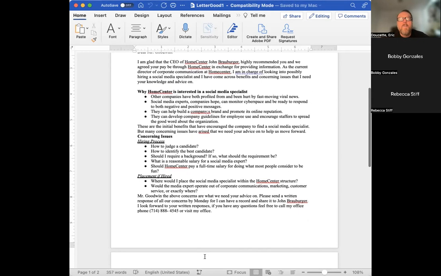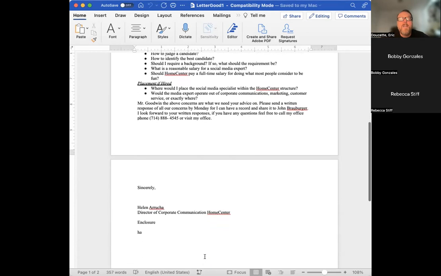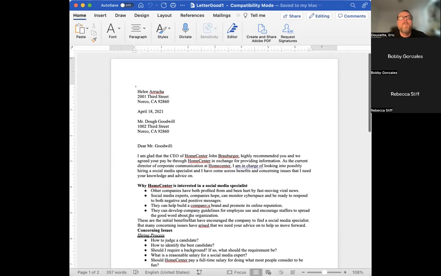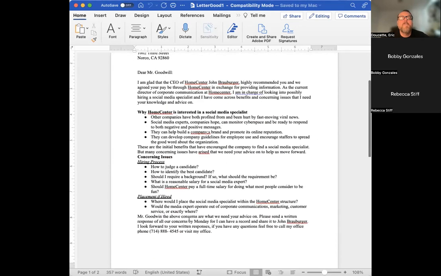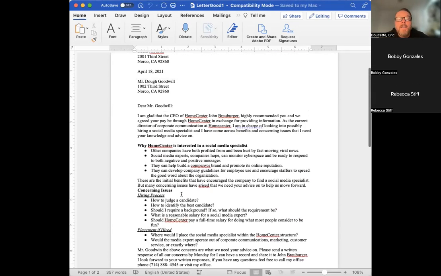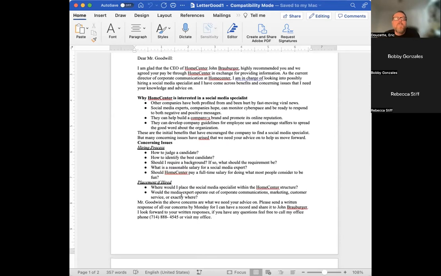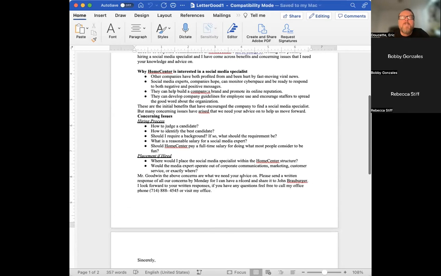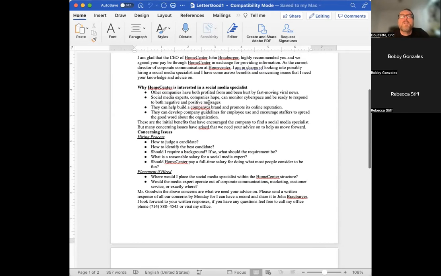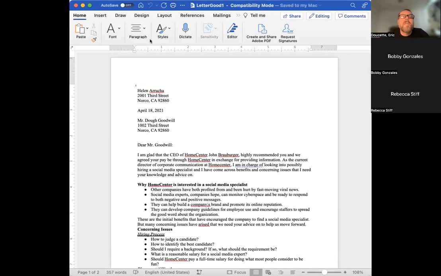And then of course, the signature block's not too bad, but I don't know that there was an enclosure, and I don't know what HA is, she put her own initials, which is fine, I guess. But anyway, so not too bad. Just the line spacing was not too great. And there were some typos here with company, and then arised was spelled wrong. Anyway, what do you guys think?